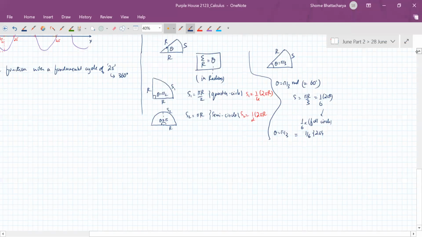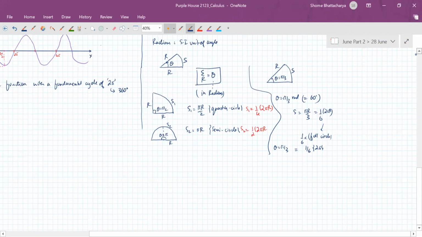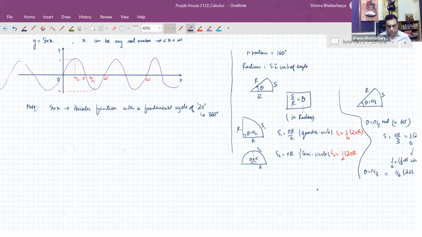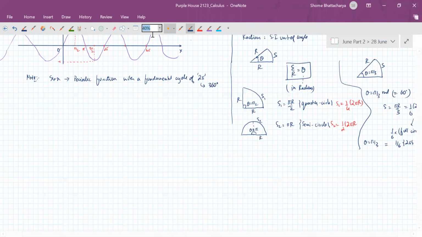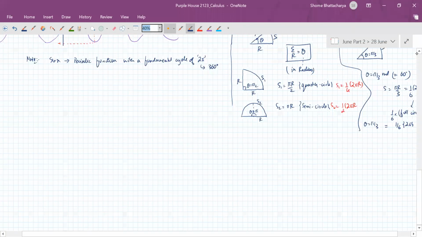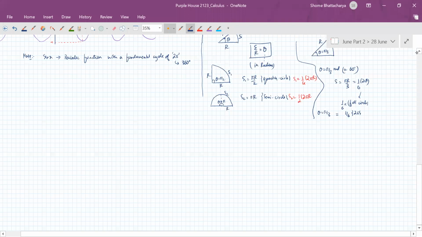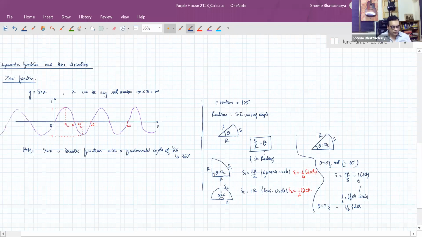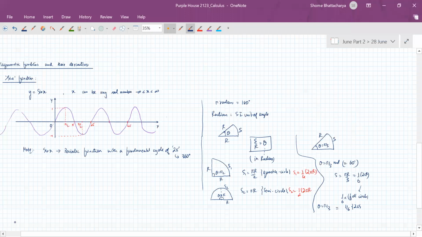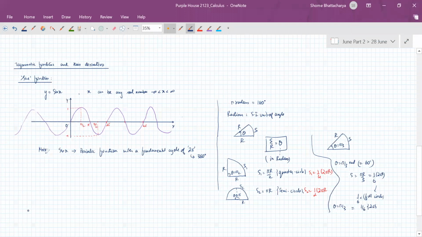Sir, can you wait? I'm still writing the graph. Okay, so you can write down this part first, then we'll come to the sine function's properties. Sir, is it compulsory to draw the graph as well? Yeah, draw the graph of sin x also.